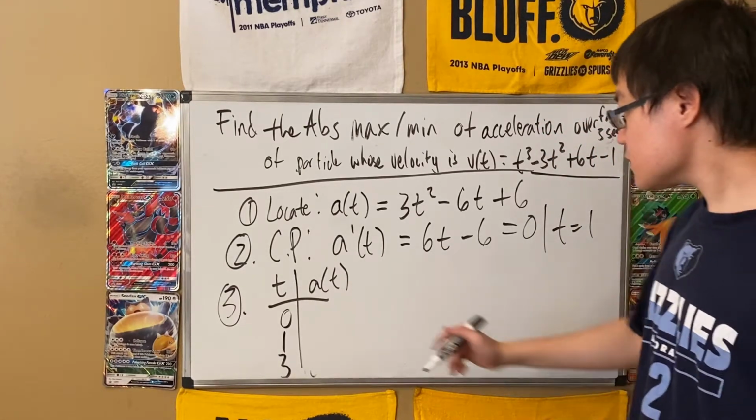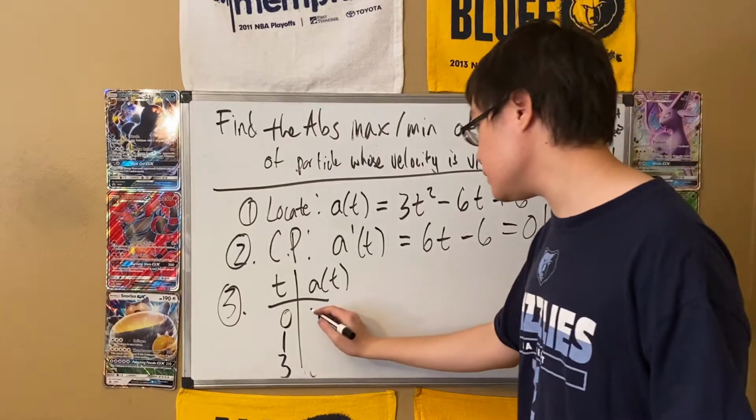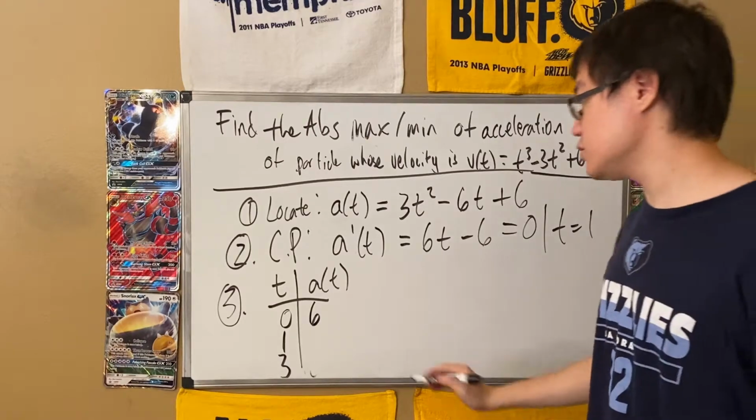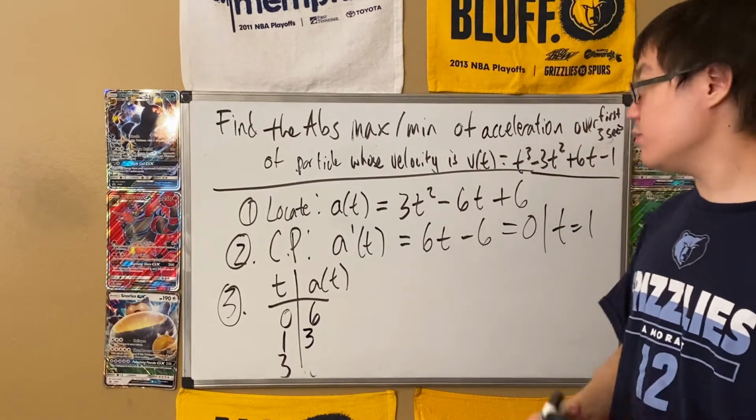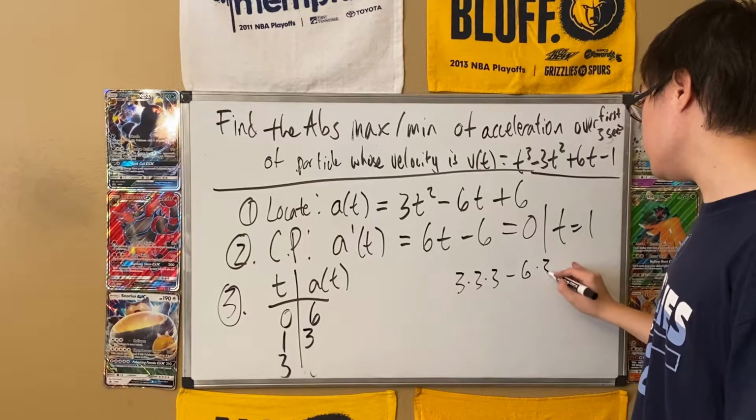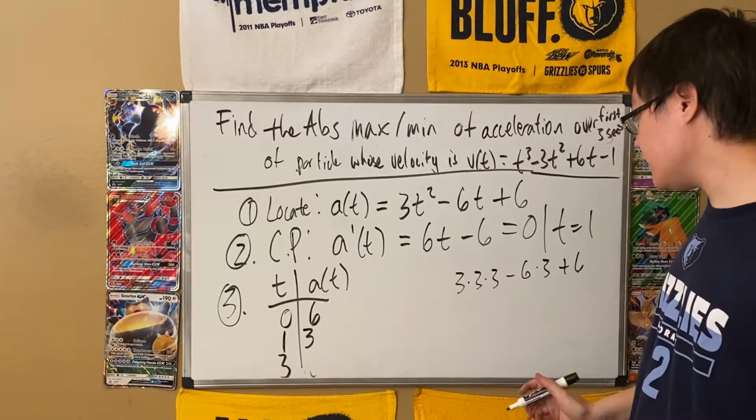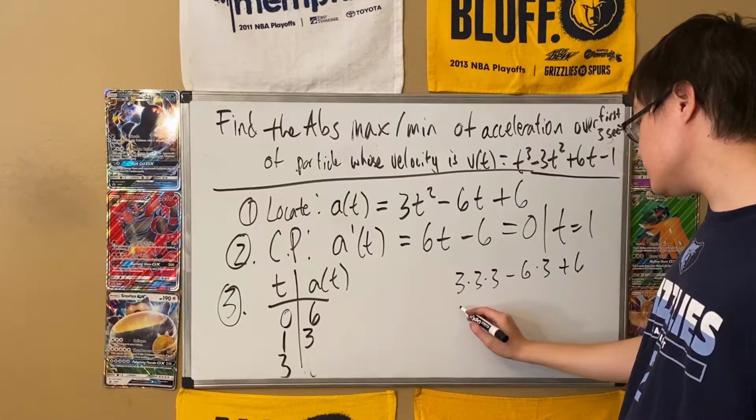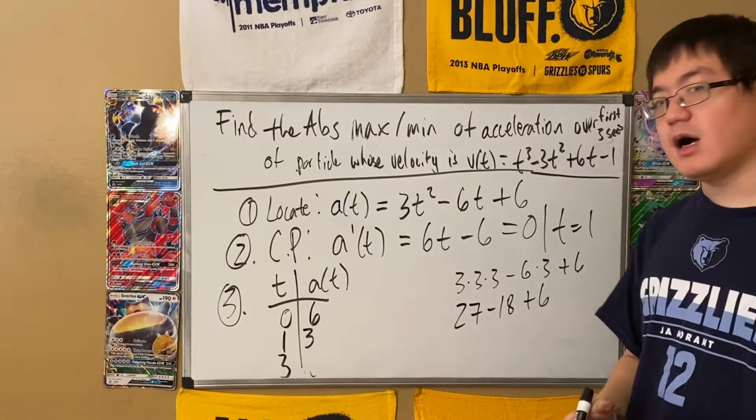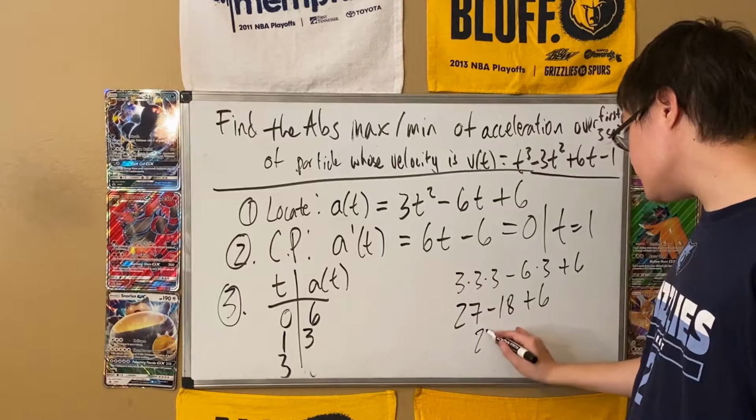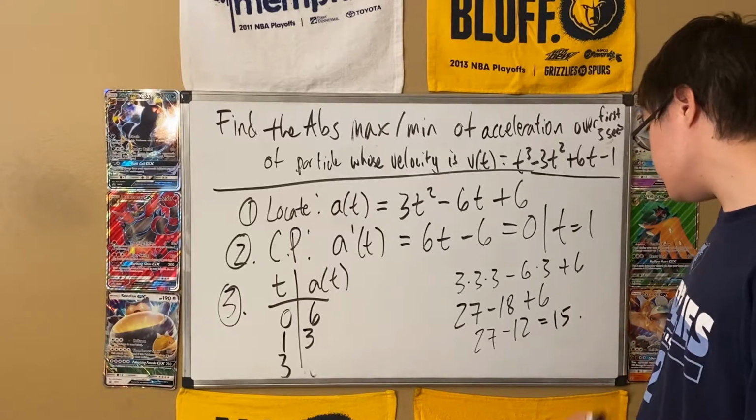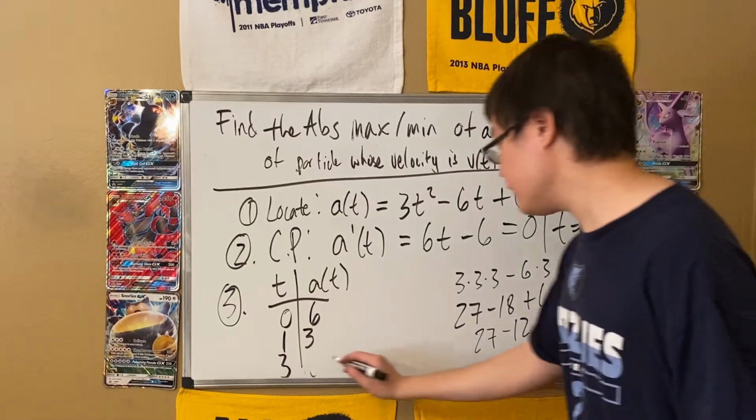So let's do that. When you plug in 0, it looks like you're just going to get 6. When you plug in 1, it's going to be 3 minus 6 plus 6, so it's just going to be 3. And then finally, when you plug in 3, let's see if we can do some math. 3 times 3 times 3 minus 6 times 3 plus 6. Looks like everything can be divided by at least, we can just find this out, 27. We don't have to be tricky with our math. Let's just find this. So this can be 27 minus 12, so I believe it's 15. Is that right? 27 minus 8? Yes. So we're going to have 15 here.